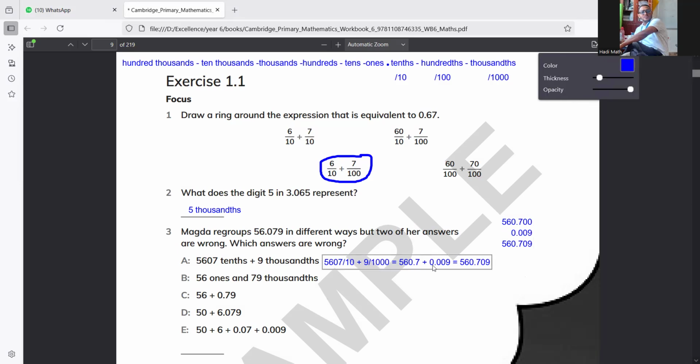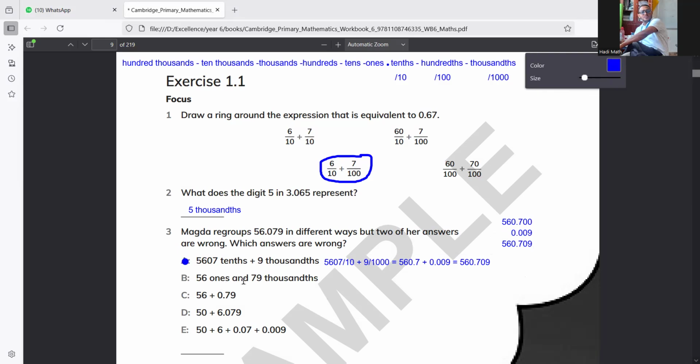Then, is this number correct? This is 560.709, and this is 5.079, so this is wrong. So you mark that A is not correct. Then let's go to another question, question 2.